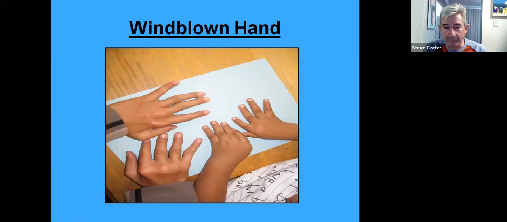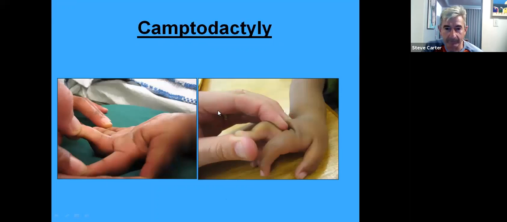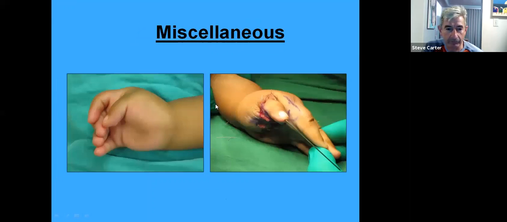But this is just interesting, this is the mother on the left-hand side and the child. Windblown hand, where the fingers and thumb all drift off onto the ulnar side. The French call it coup de vent, which means windmill hand. There's various things we do with it. I'm not going to go into it. It's not common. Okay, this you guys. Oh God, let me just go back one slide.